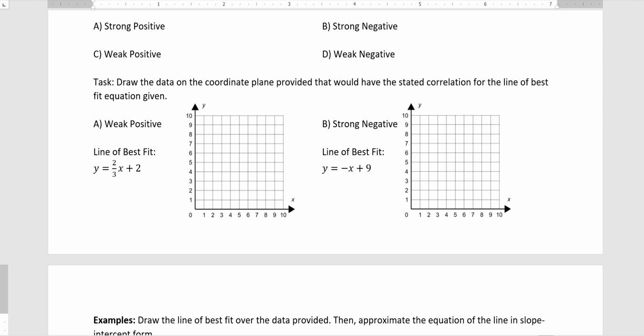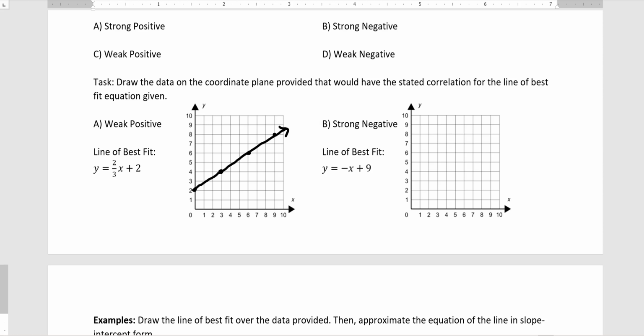So it says, draw the data on the coordinate plane provided that would have the stated correlation for the line of best fit equation given. So in this one it says the line of best fit is y equals 2/3 x plus 2. So let's go ahead and graph that. Plus 2 would be my y-intercept. The slope of 2/3 tells me up 2 over 3, up 2 over 3, up 2 over 3. And I can graph that line by connecting these dots here.